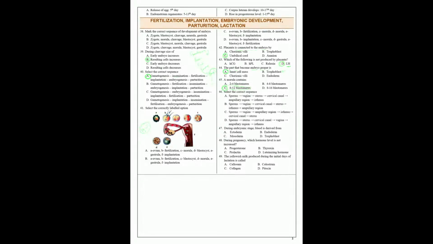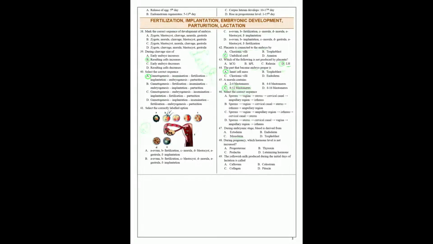So during embryonic stage, blood is derived from ectoderm, endoderm, mesoderm, or trophoblast. Your heart and the blood vessels are of mesodermal origin, right? So please think about it. Now, select the correct sequence here.